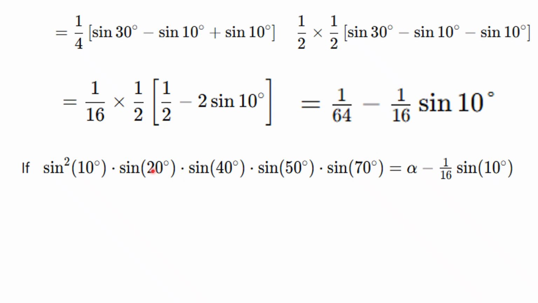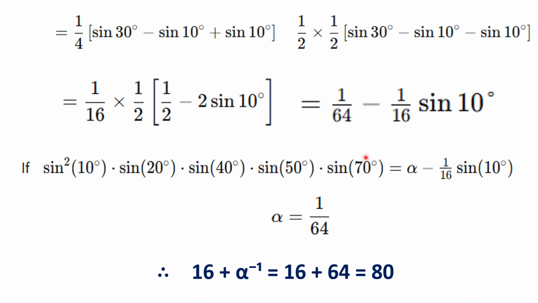Let us recall the given identity, that is it is given that if sin square 10 into sin 20 into sin 40 into sin 50 into sin 70 is equal to alpha minus 1 by 16 into sin 10, we are supposed to find the value of 16 plus alpha inverse. Now you can compare this. We have alpha is equal to 1 by 64. Therefore, 16 plus alpha inverse, this is the required value, is 16 plus 1 by alpha, which is 64. So 64 plus 16 is 80. So the required numerical value is 80.